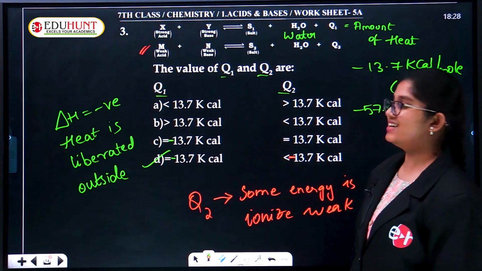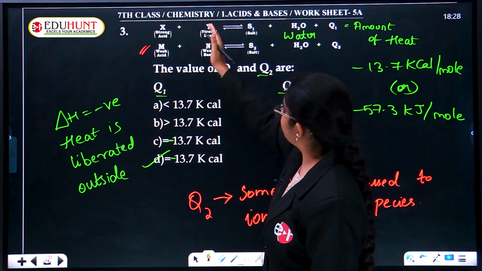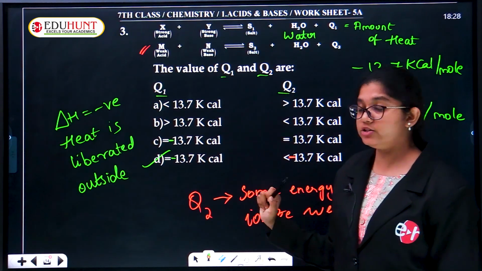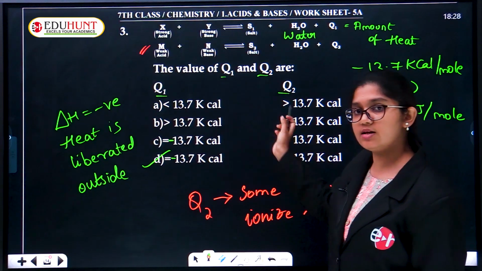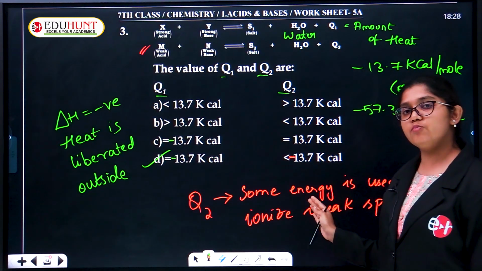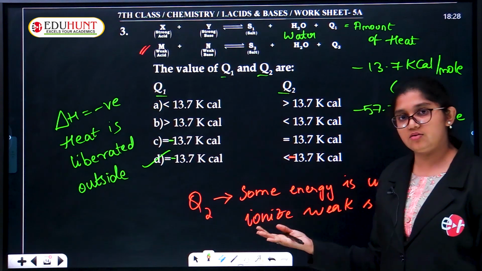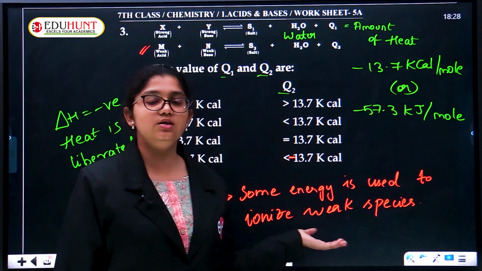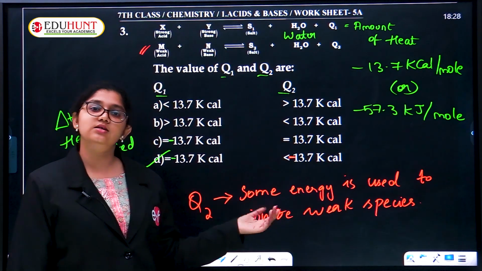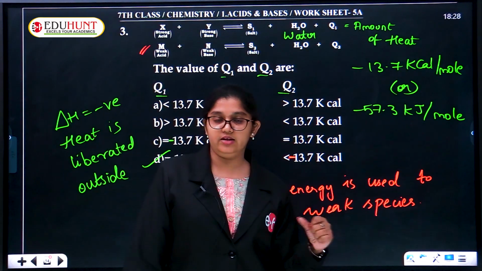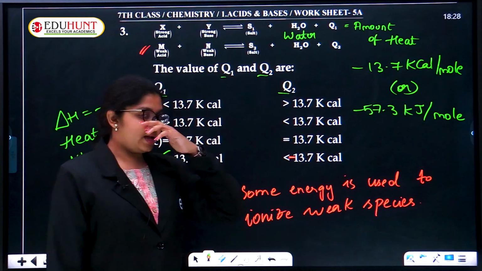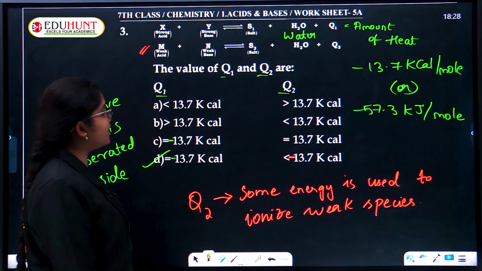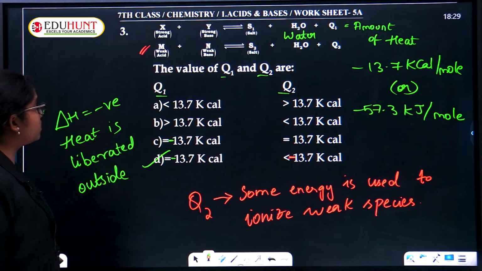Clear? So when a strong acid and strong base react, it gives approximately minus 13.7 kilocalories per mole, and if a weak acid and weak base react, it gives less than minus 13.7. Nearly it may be 13.3, 13.4 like that. You know why? Because some energy is utilized during the neutralization reaction, because it is ionizing the weak acid and weak base into salt and water. In that case we have to say that it has a value less than minus 13.7 kilocalories per mole. Clear? So the third question has the option D.